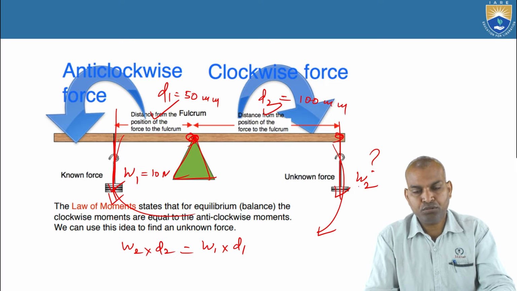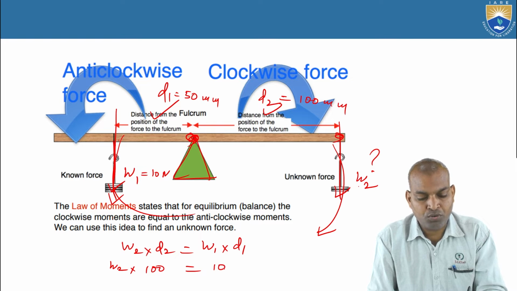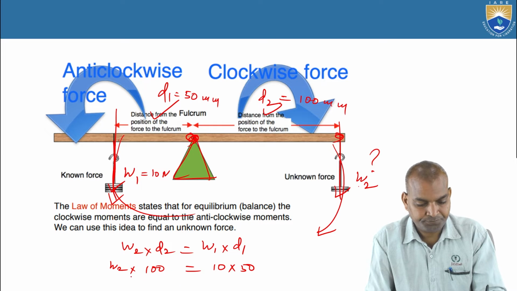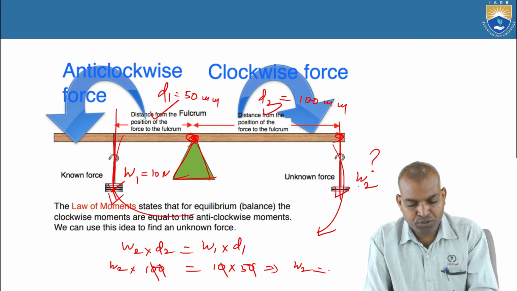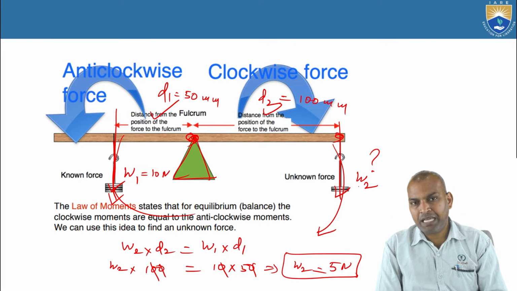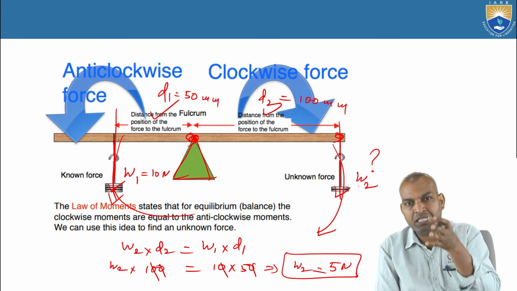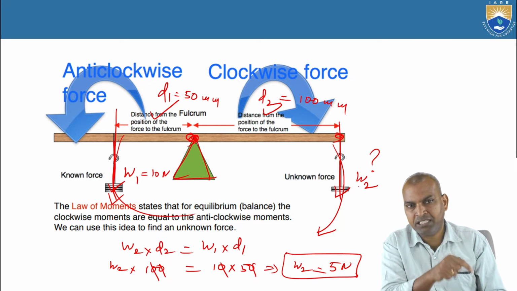Substitute here: W2 is the unknown. D2 is 100 millimeters. W1 is known, 10. D1 is 50 millimeters. Now from this we can get W2. The 100 gets cancelled, and W2 becomes 5 newtons. So the unknown weight can be calculated by using the law of moments. By using the law of moments, you find W2, which gives complete balance in proportion to the distance at which W1 is acting.